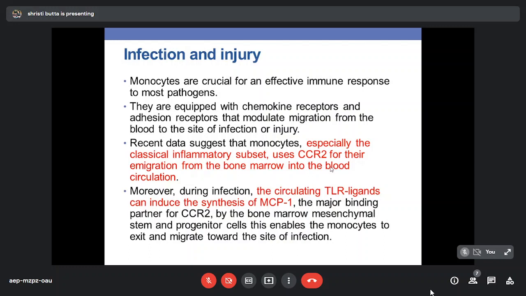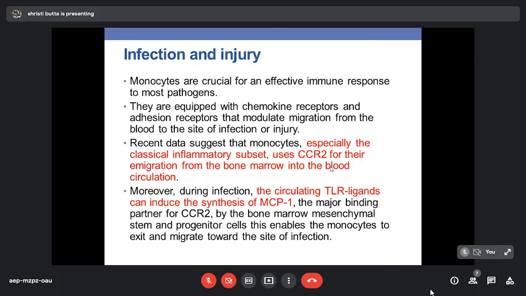Moreover, during infection, the circulating TLR ligands can induce the synthesis of MCP1. What is this MCP1? This is the monocyte or macrophage chemotactic protein. Okay, so what does this do? This is a major binding partner for the CCR2. Remember that these inflammatory monocyte subsets express CCR2 and that binds to the MCP1.